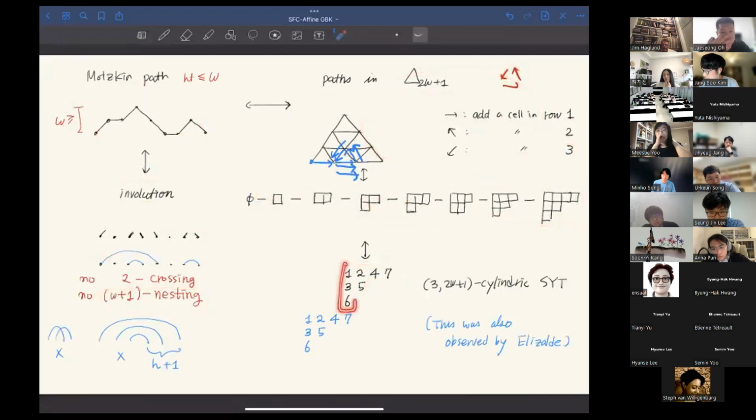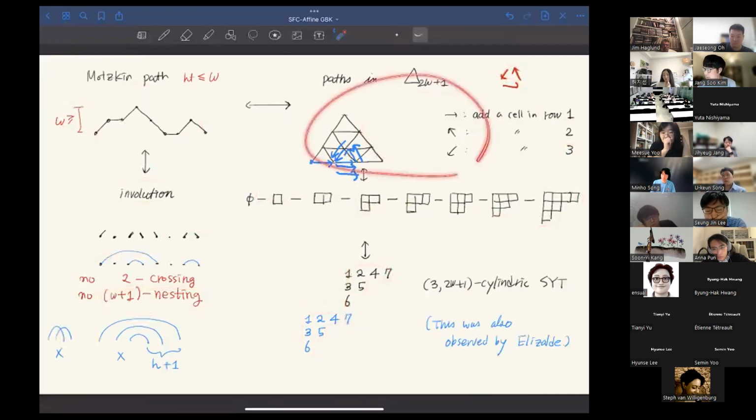For example, in this case, w equals 1, I think. So we shift this 3 and 3, then we get this, and you can see it's still increasing. So it's a cylindric standard Young tableau. So this side is really the same as a cylindric standard Young tableau. And this observation was also found by Elizalde independently.